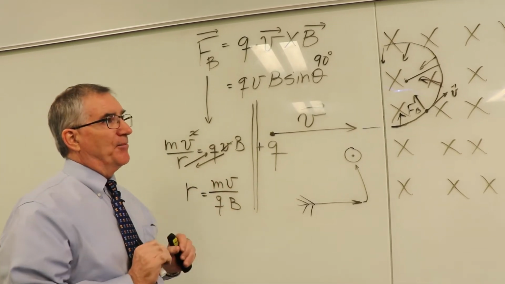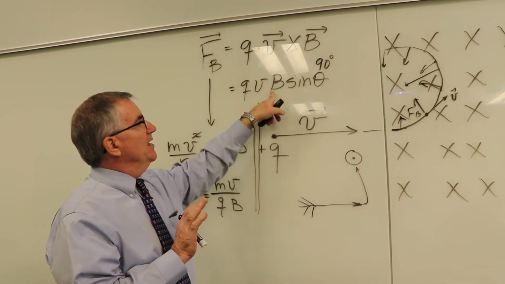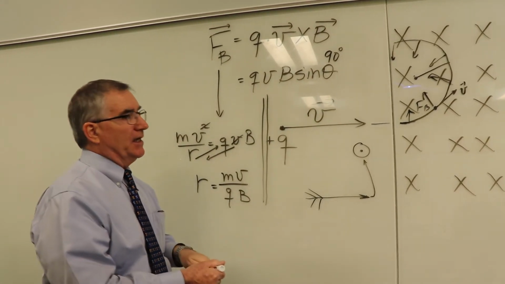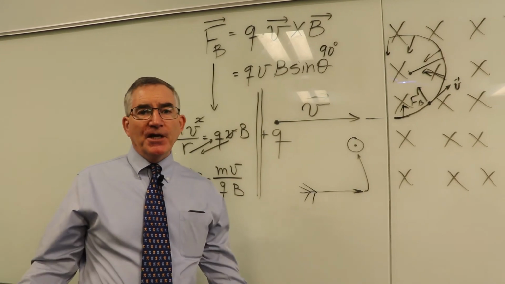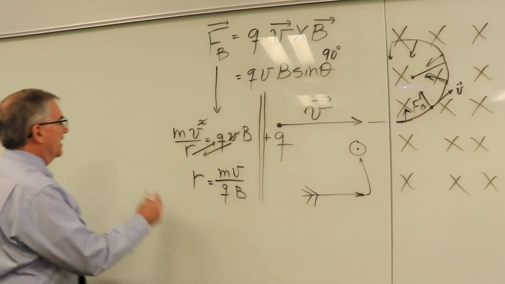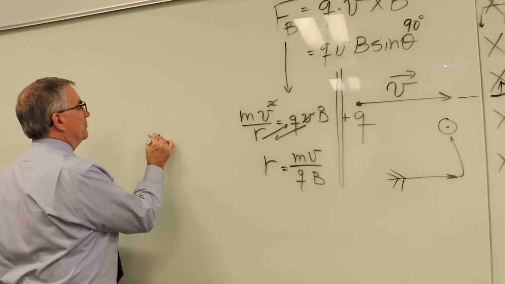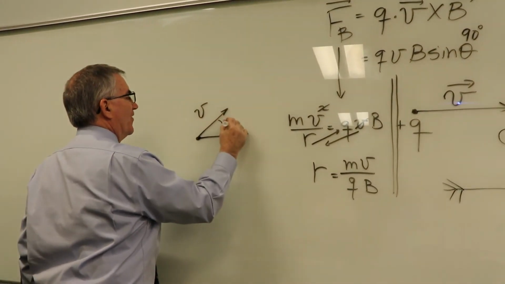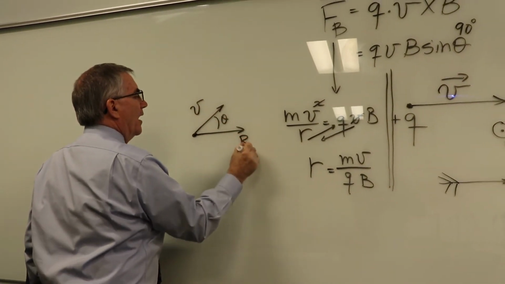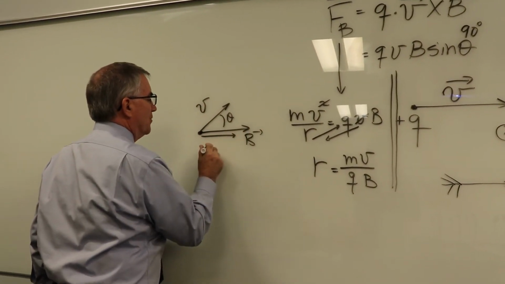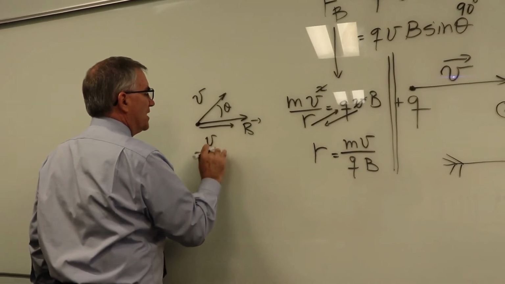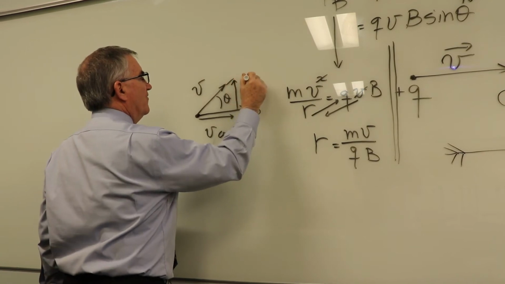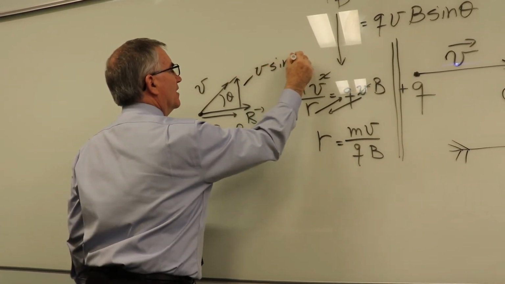Now there's a cool thing that happens if you don't make it the sine of 90 degrees, but some angle in between, like let's say you had 30 degrees. Well, if you did that, then you have the B field. Let's say the B field's going like this, and the velocity is like that. And there's the angle theta. So you would have a component right here. This would be V cosine theta, and this guy over here would be V sine theta.